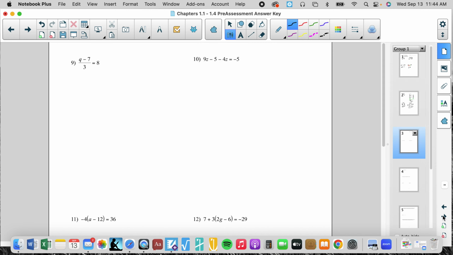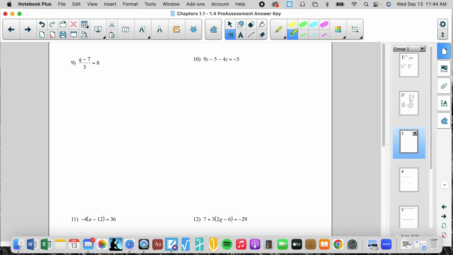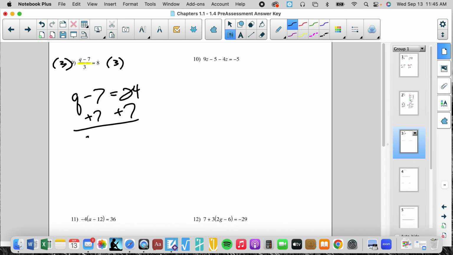Number 9, this time we can't get rid of addition and subtraction first, because there's a vinculum. That vinculum is very important. Sort of like Chewbacca, it's a parentheses. So I can't get to that negative 7 yet. I have to get rid of this dividing 3. The inverse of dividing 3 is multiplying 3. And now that cancels, and that leaves me with q minus 7 equals 24. We're going to add 7, and we get q equals 31.